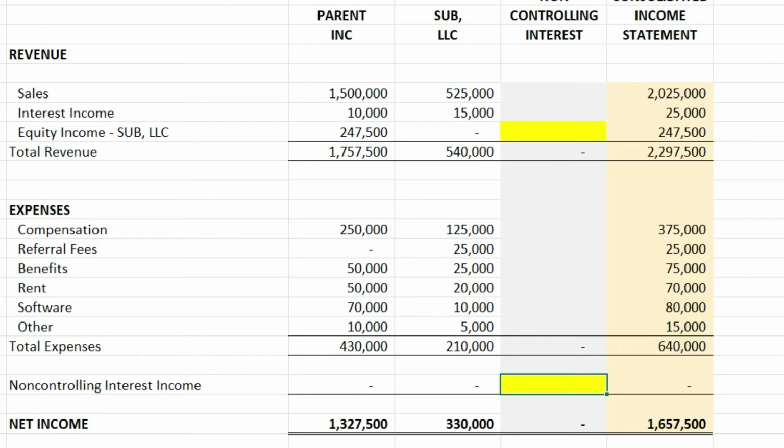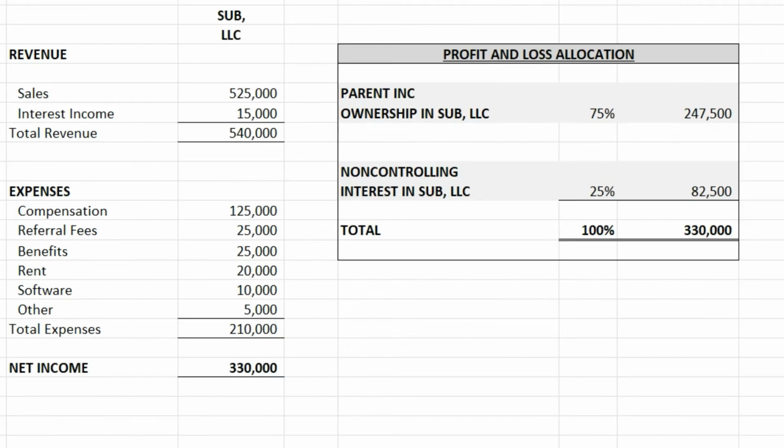With that out of the way, one thing we need to do when we're consolidating these two entities together is to get rid of the equity income because we're now layering in sub LLC's total results in the consolidated financials. So let's go ahead and remove the equity income from the parent. Next thing we need to do is layer in, or layer out, essentially, the portion that parent incorporated doesn't own of sub LLC, which is 25%. So we're going to take 25%, and it's going to be a negative, of sub LLC's net income, the portion that we don't own, and we're going to back that out of the financials.